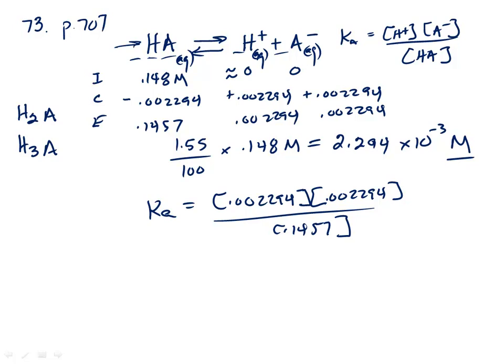So if I was doing this, I would just take 0.002294, square that and divide it by 0.1457, and I get an answer of 3 point. Now here's where we want to watch our significant figures. Let's do a rough answer first: 3.612 times 10 to the negative fifth. How many significant figures should we have in our final answer? 3. So to 3 significant figures, this would be 3.61 times 10 to the negative fifth.